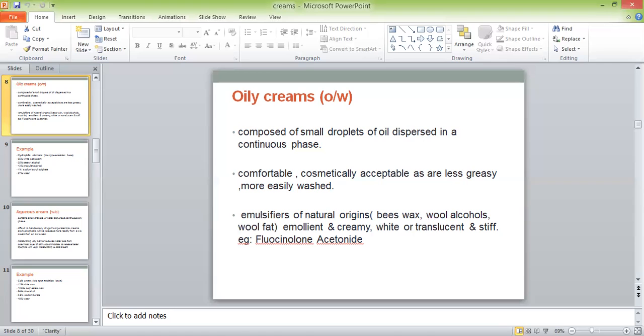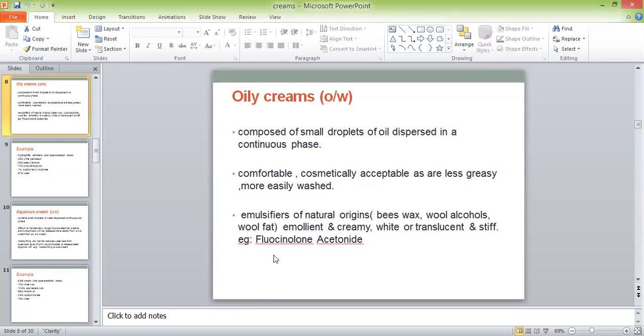Now, wool alcohol is the main component of lanolin. Lanolin, I have already told you, wool fat and lanolin are similar things, or you can say it is two names of one thing. So, lanolin has three parts: wool alcohol, fatty alcohol, and fatty acid. Wool alcohol is the main part of lanolin, and this is used as an emollient and in ointments and creams. And basically these oil and water type creams have an emollient effect, and they are creamy, white in color or translucent, and they are stiff.